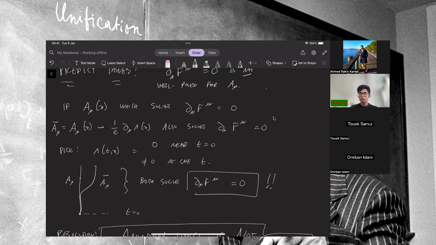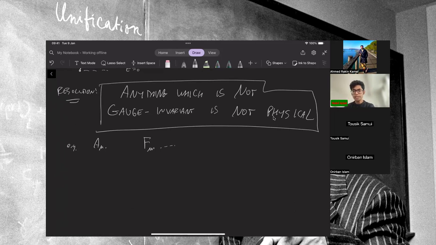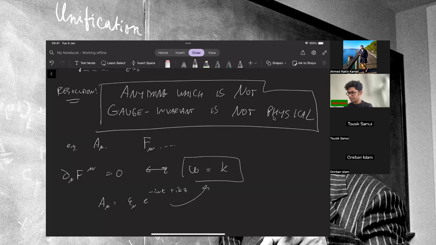Good. So now we're doing okay on time. Normally if I was teaching this, I would now solve this equation explicitly. So we have d mu f mu nu equals 0. You can solve this equation explicitly, and what you find is that there's a photon which propagates like this. You write something like A mu equals epsilon nu e to the i omega t plus ikz. And then you can show from the equations that omega equals k for the photon, which means that there's a massless wave, not particle, which is the electromagnetic wave.